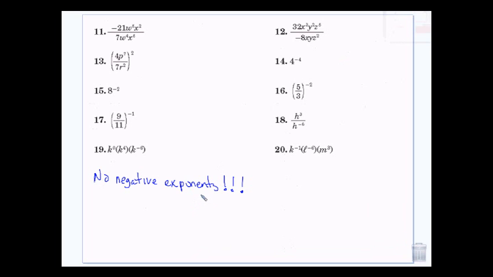We don't allow negative exponents. So when you have something like number 14, where you have, I'm just going to do x to the negative 2. You have to flip it to the other side of the fraction. So basically, if it's negative, you throw it in the basement.